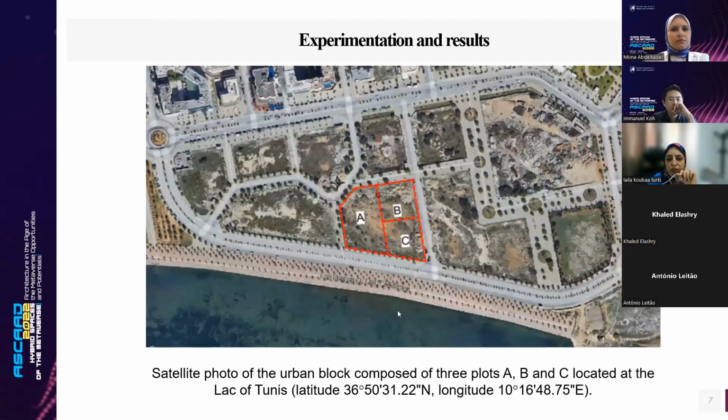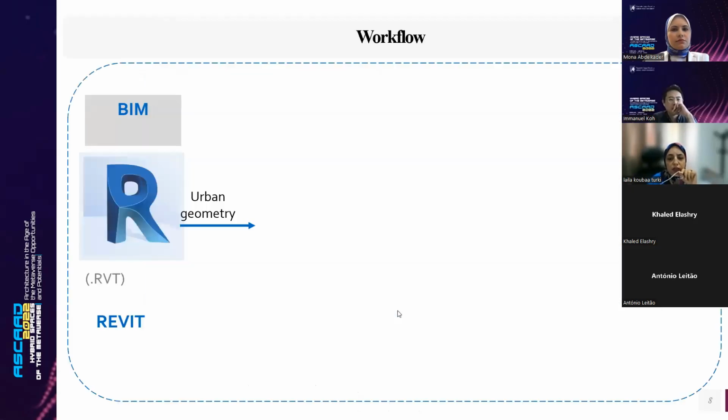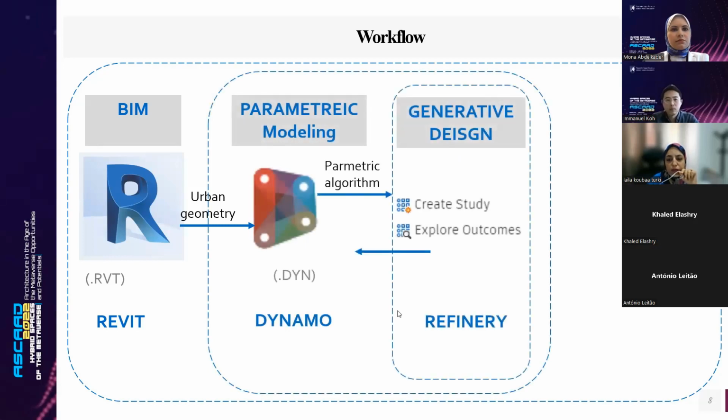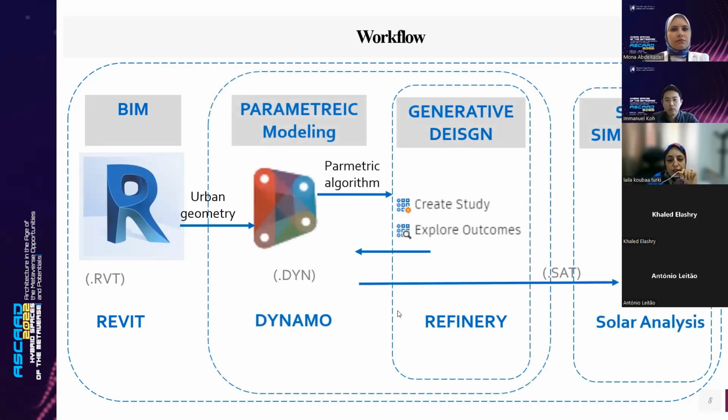We present an application example on an urban block of 3 plots A, B, and C located in Lake of Tunis, and we propose a workflow based on a Revit environment. We use Dynamo for a parametric algorithm that will be involved in generative design by Refinery. And the selected solution is exported to Revit for solar analysis.